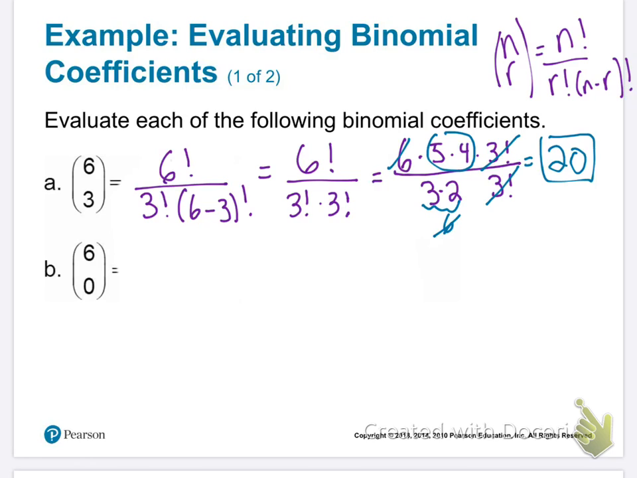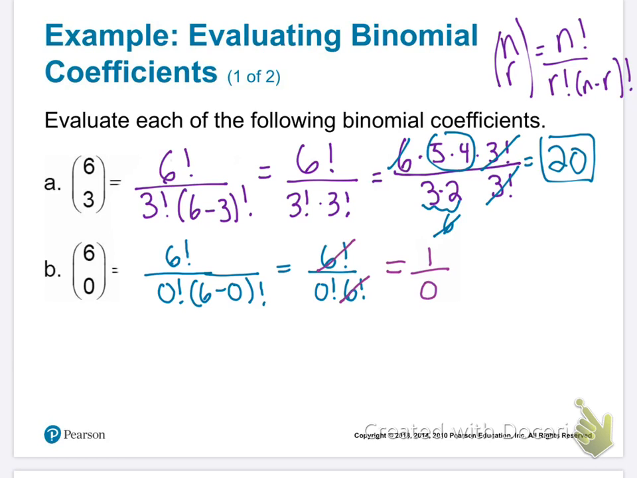Our next one up is 6 above 0, so we have 6 factorial over 0 factorial times 6 minus 0 factorial. So you end up with 6 factorial over 0 factorial times 6 factorial. This is rather convenient. Our 6 factorials cancel. We know 1 over 0 factorial, and 0 factorial is equivalent to 1, so our answer here has to be 1.